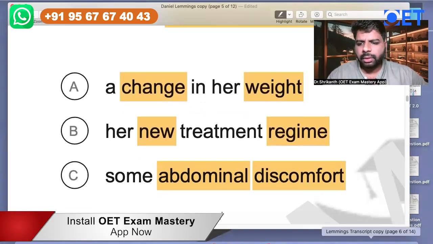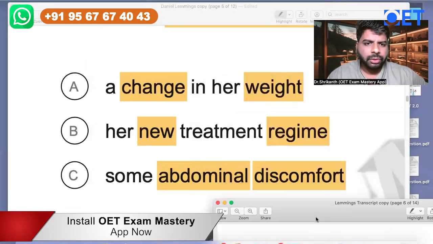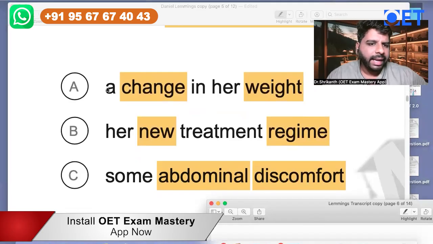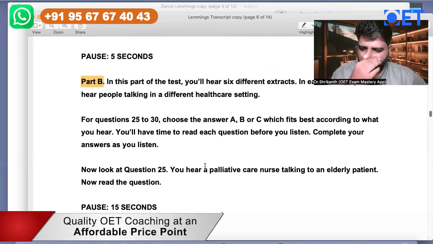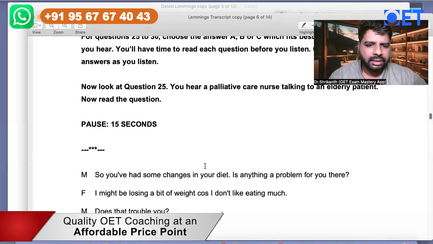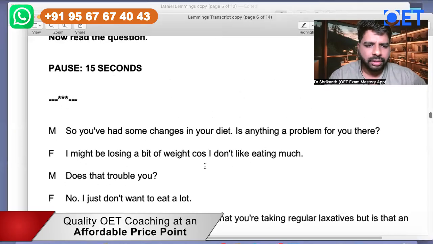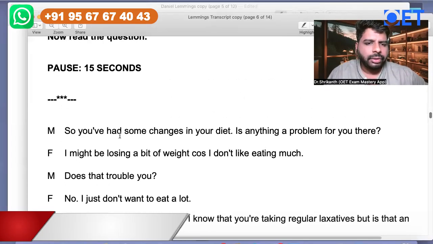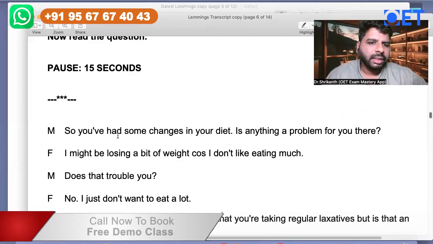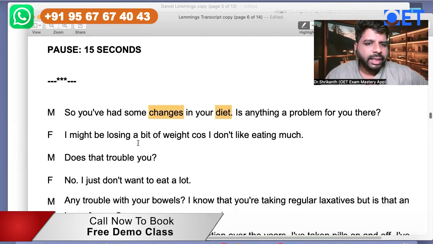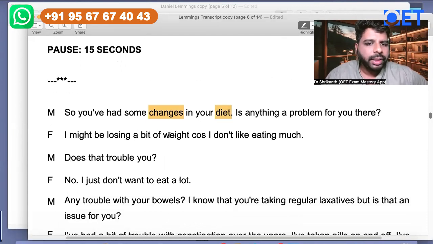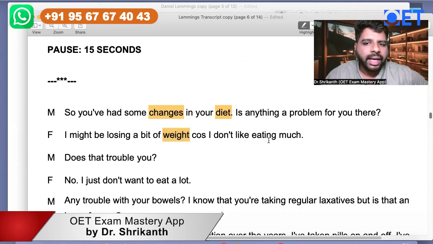Right. So now let's take a look into the audio script over here. I believe the eyesight will go from A and then to answer option C and then to B. This is a very easy question, but anyway, let's see how it can be thoroughly understood. Here the palliative nurse is asking, you have had some changes in your diet. Is anything a problem for you there? Now she is saying, I might be losing a bit of weight because I don't like eating much.